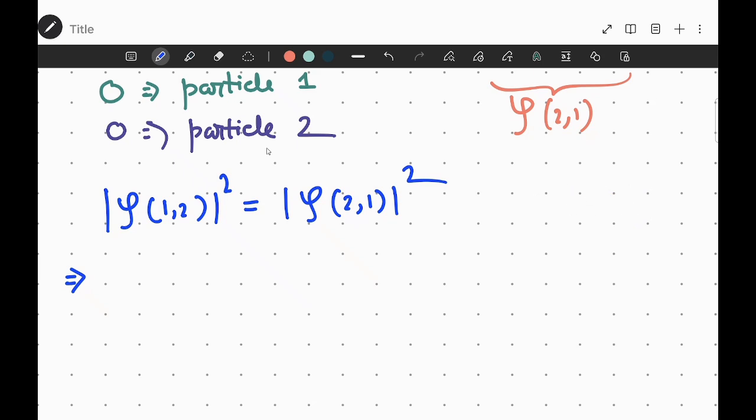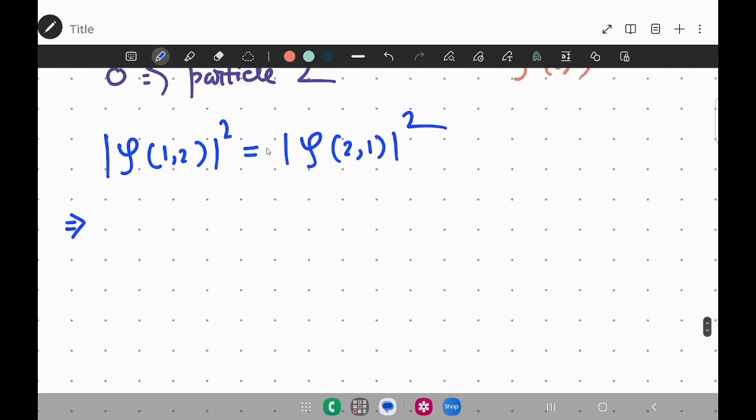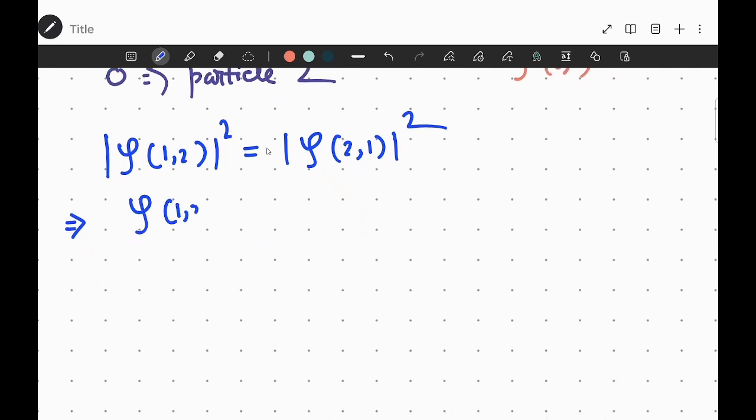When you are saying the overall system should be the same, the probability must be the same. That is guided by the mod square. So mod psi 1, 2 squared equals mod psi 2, 1 squared. So from here, what can you write? Psi 1, 2 essentially will be equal to, there are two options. Two options are probable.